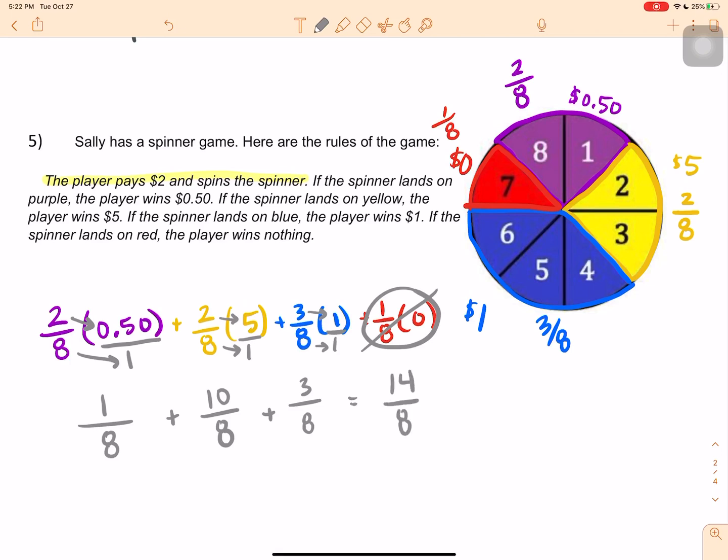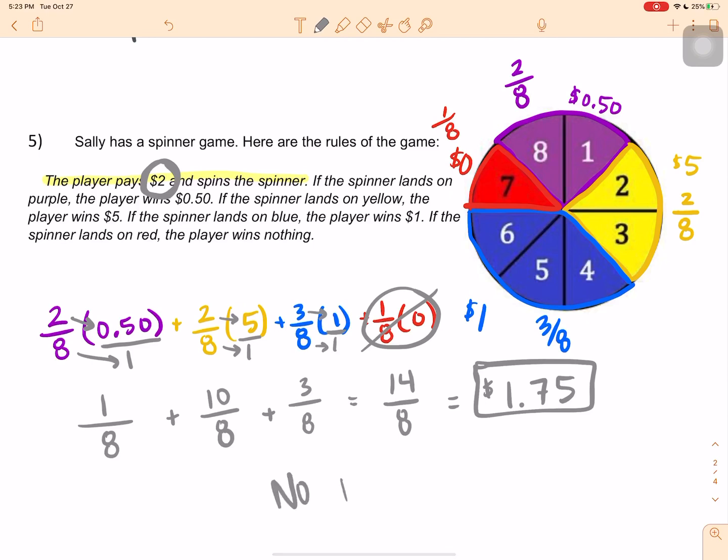Now, if you divide that, that'll tell you about how much money you would make per game. This would be $1.75. So if you played this game over and over again, your expected value is $1.75. So if you had to pay $2 to play each spin, would you want to play this game if you would only win an average of $1.75 per game?